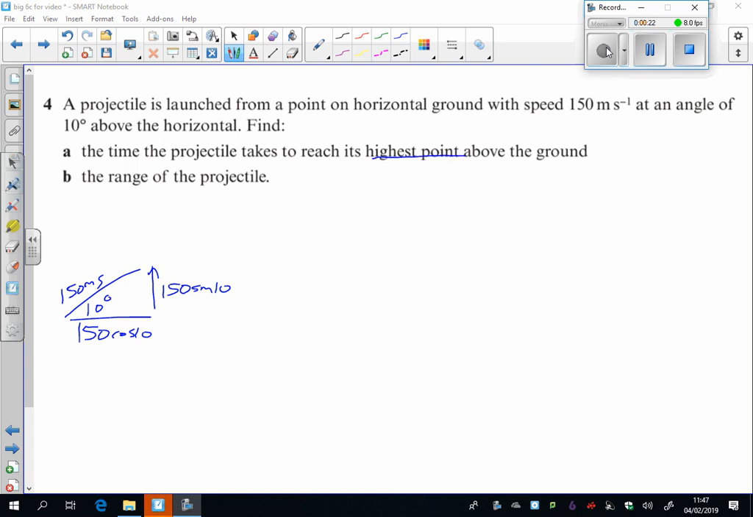We've already done one of these, and so this is from looking vertically. We've got the initial velocity of 150 sine 10, but you need to understand that the final velocity, v, at the highest point is equal to 0. I've got my usual acceleration of minus 9.8, and we want the time. So I'm just going to use v equals u plus at here.